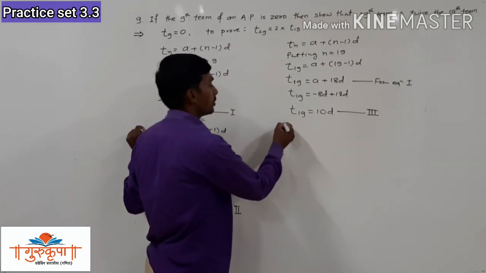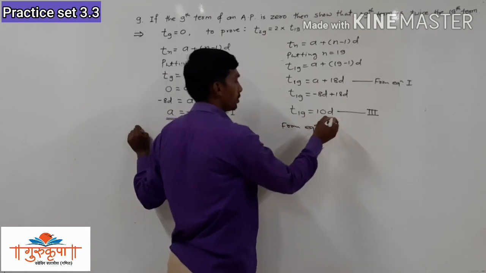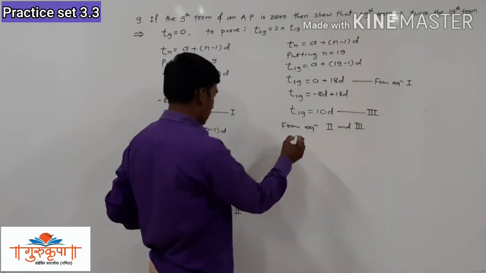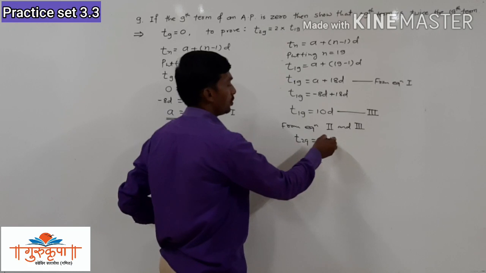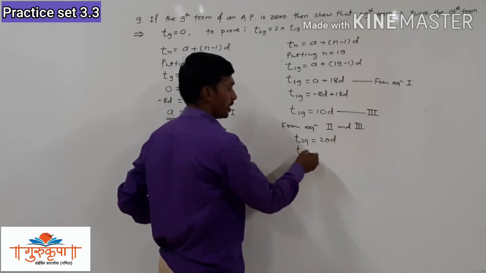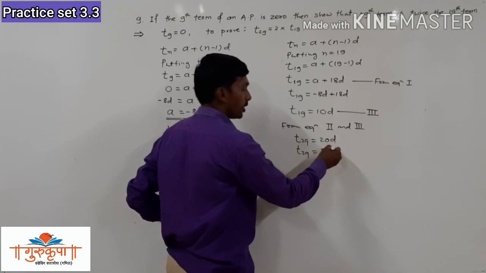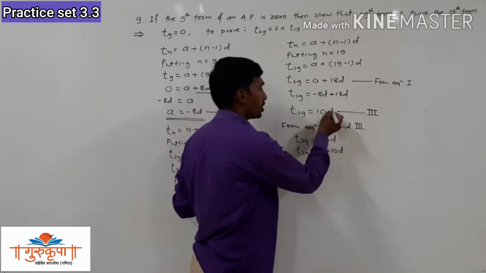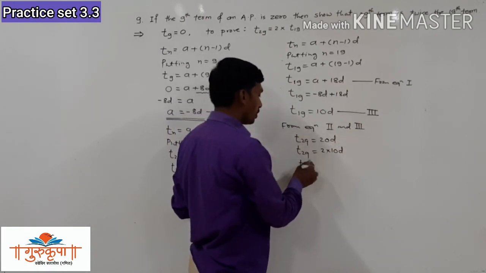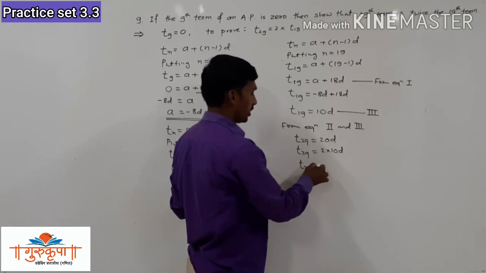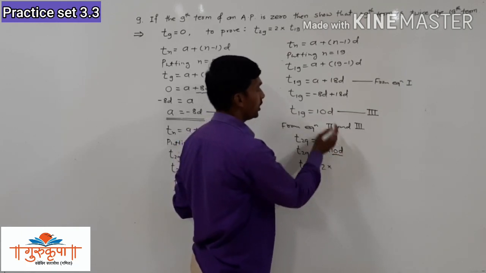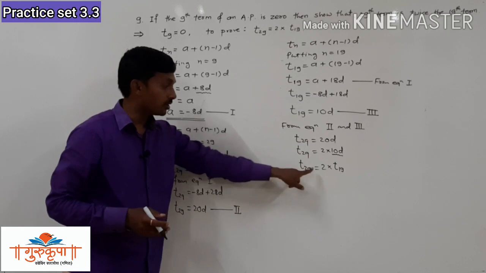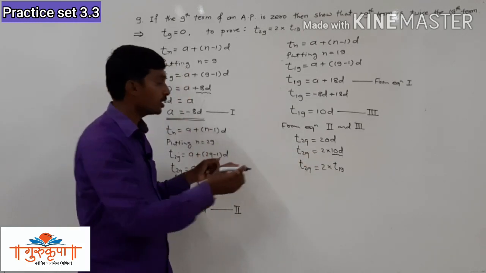Or simply you can write, from equation 2 and 3, equation 2 as it is: T29 is equal to 20d. Now this 20d can be written as 2 multiplied by 10d. And from equation 3, 10d is equal to T19. So T29 as it is, equals 2 multiplied by T19, replacing 10d by T19. So we prove that the 29th term of that AP is equal to twice the 19th term.